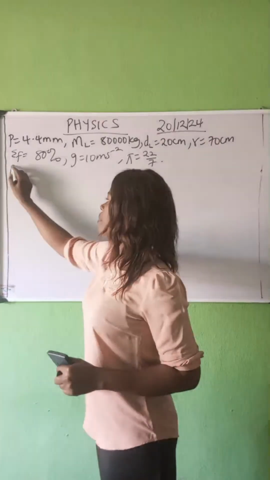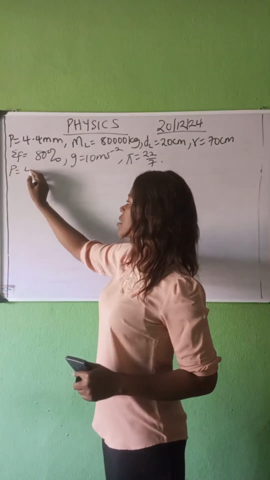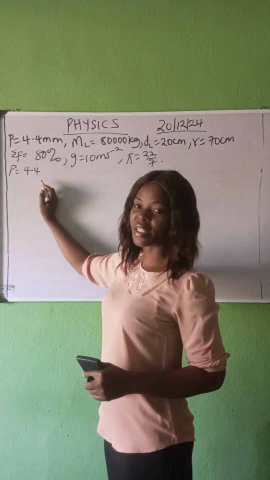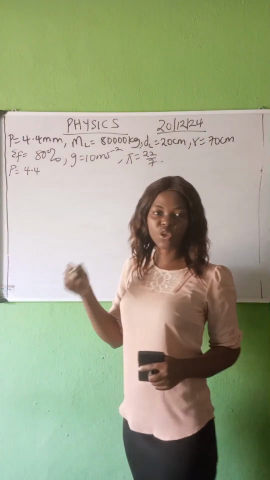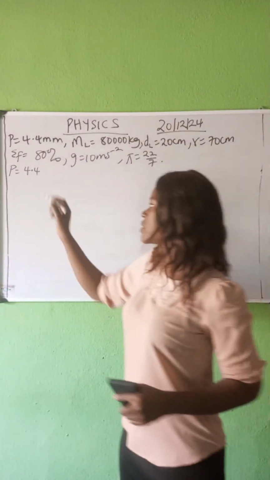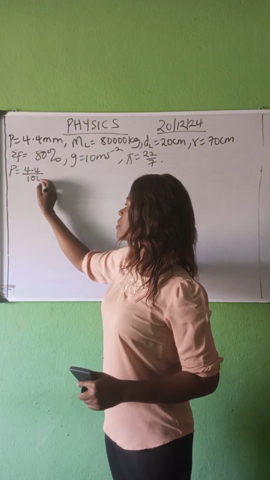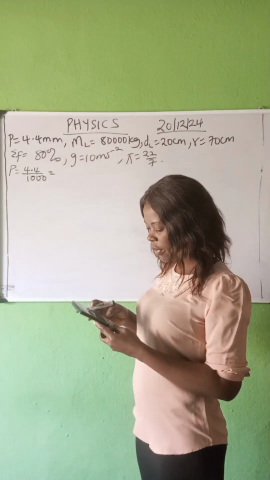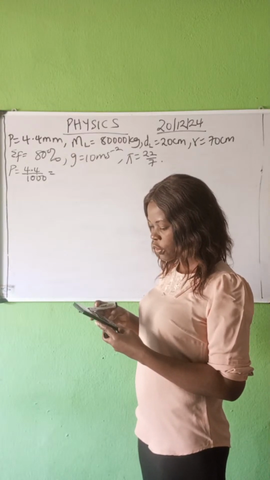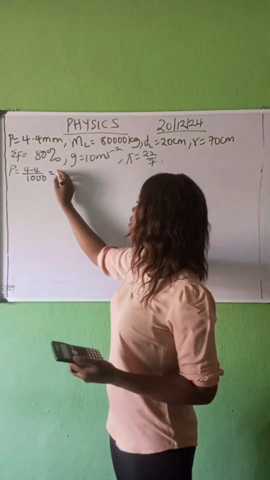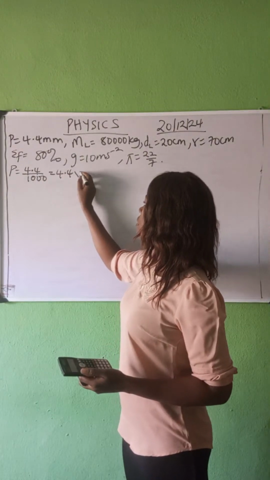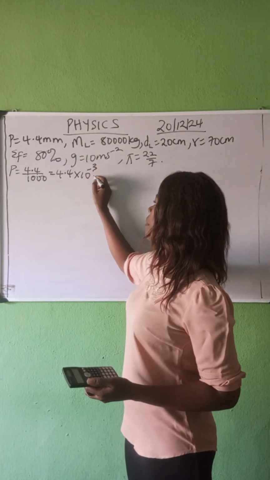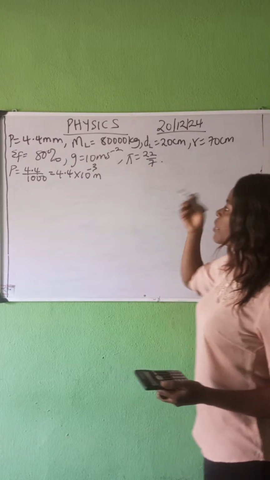So let's do our necessary conversion first before we solve. My pitch is given as 4.4 millimeters. I'm going to convert it to meters by dividing by 1000. So I'll say 4.4 divided by 1000. With the help of your calculator, I'll have 4.4 times 10 raised to power -3. So it's now in meters.